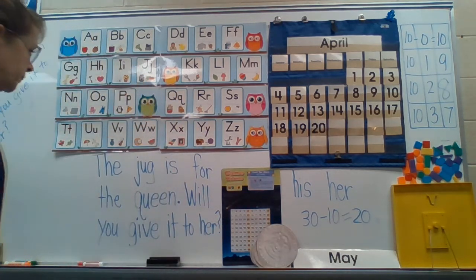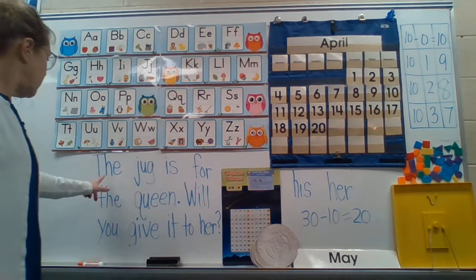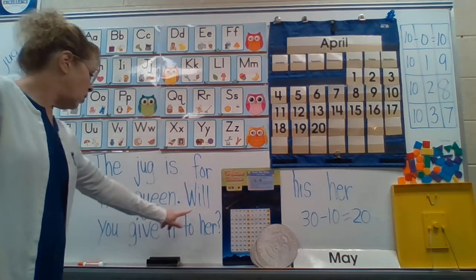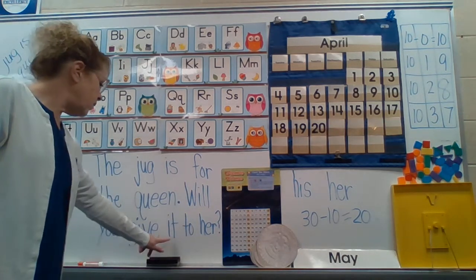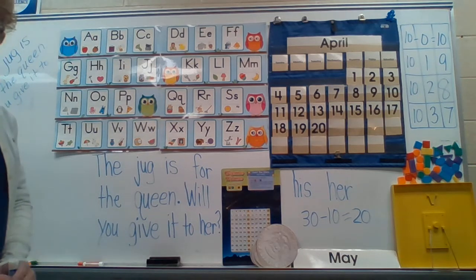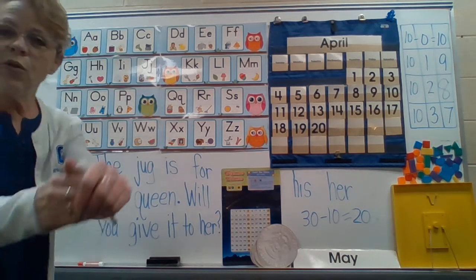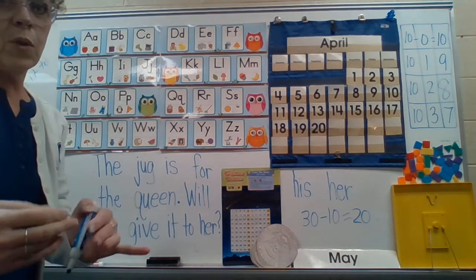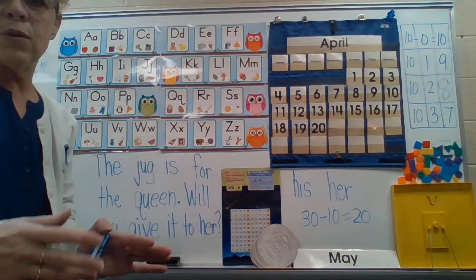All right, let's read it together. The jug is for the queen. Will you give it to her? I wonder what kind of jug it is. Maybe you can write down what kind of jug it is or describe it. Maybe it's a purple jug with flowers painted on it.